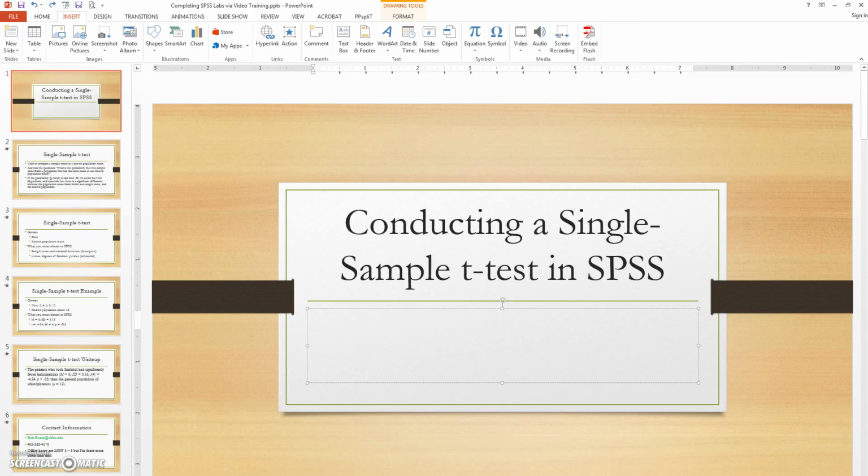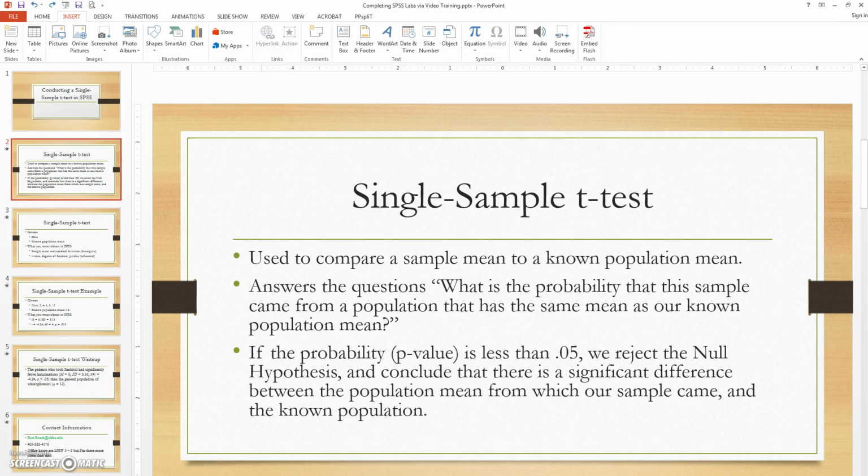Hi class, this is the video training on how to conduct a single sample t-test in SPSS. A single sample t-test is used to compare a sample mean to a known population mean. As you can see, it answers the question, what is the probability that this sample came from a population that has the same mean as our known population mean?